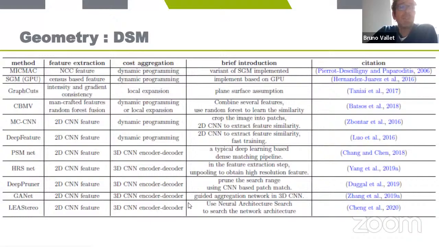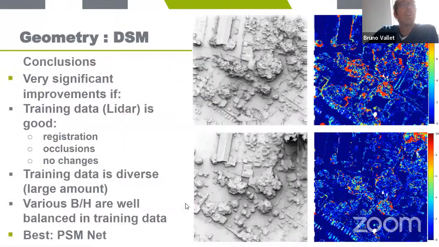He has experimented with a lot of methods. I'm not going to list them all, but here you have the detail of the different types of architecture and if they are hybrid or fully end-to-end. And we have also compared these methods with traditional pipelines like the Micmac software that is developed at IGN, and also a GPU implementation of SGM.